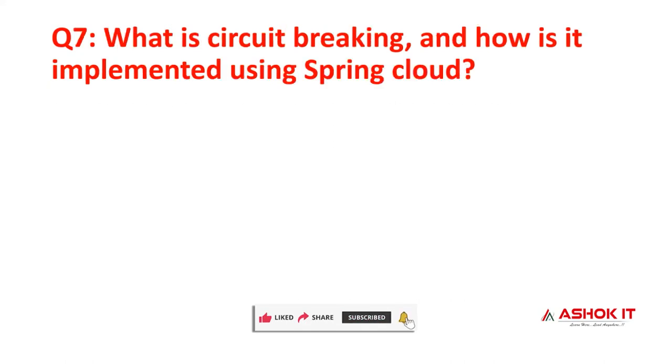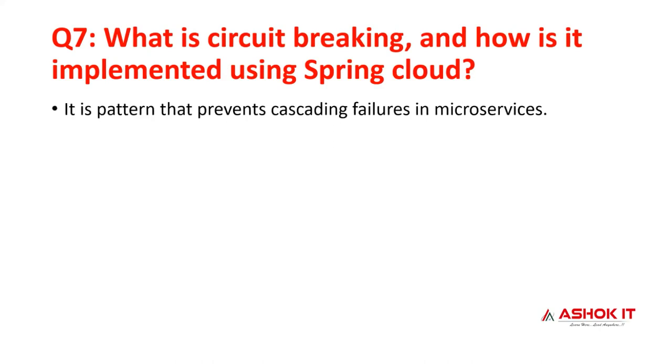What is circuit breaking and how is it implemented using Spring Cloud? Circuit breaking is used to avoid cascading failures in microservices. For example, microservice 1 is connected to microservice 2 and that is connected to microservice 3 and so on. Suddenly if microservice 2 fails, the execution of 3, 4, 5 may fail. So we should avoid executing all those microservices from the failure point onwards. That is called circuit breaking the execution flow in case of failure.